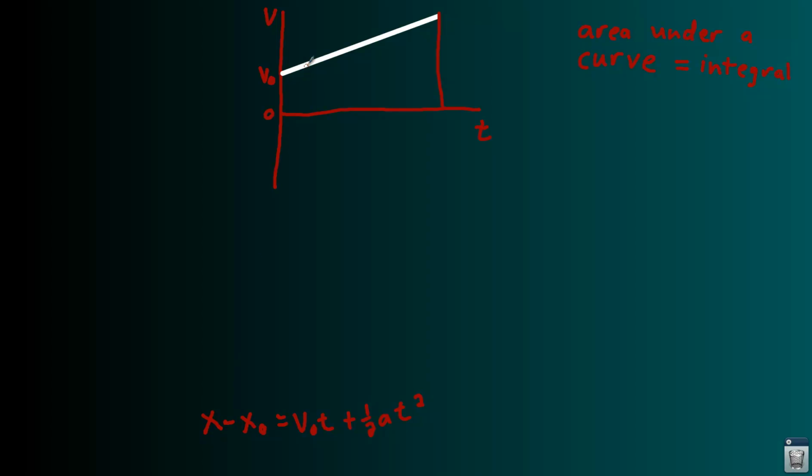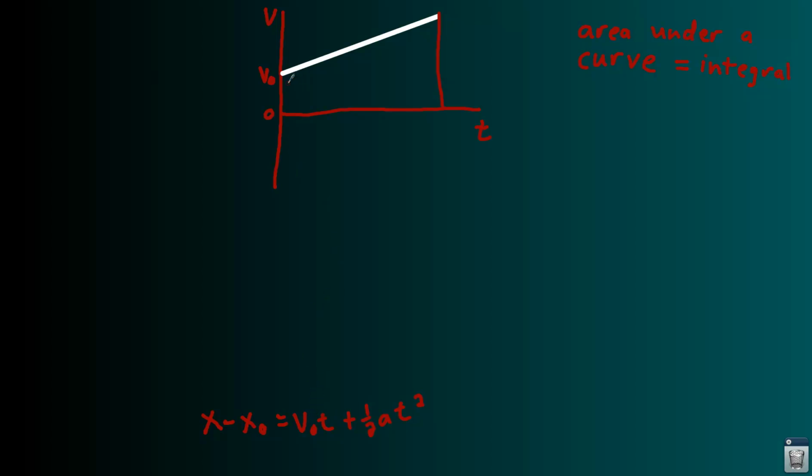I mentioned the slope of this curve tells you the acceleration, right? Slope of a velocity graph tells you your acceleration. That's this piece right here. And of course, time, this axis, is represented here and here.